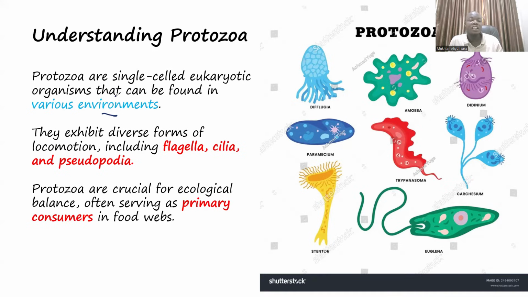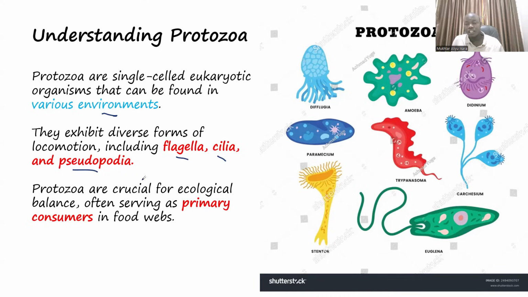And very importantly, these protozoa exhibit diverse forms of locomotion. They can move in different ways. For example, some of these organisms use flagella. Some use cilia, like in the case of Paramecium. Euglena moves with flagella, and we have pseudopodia, that is amoeba. So amoeba uses pseudopodia to move. It means that each of these protozoan organisms can move from one place to another based on their mode of locomotion, and they have different organelles that they use in moving from one point to another.